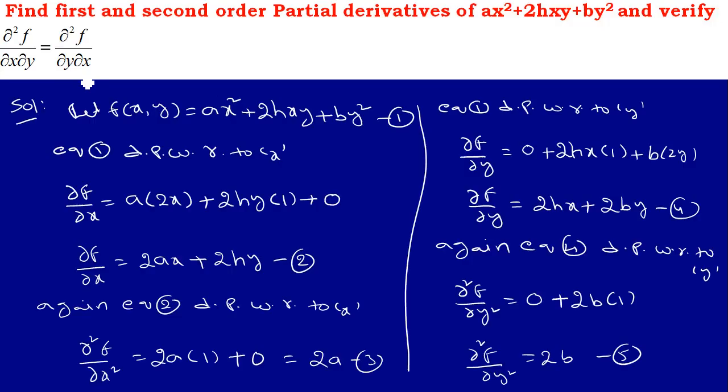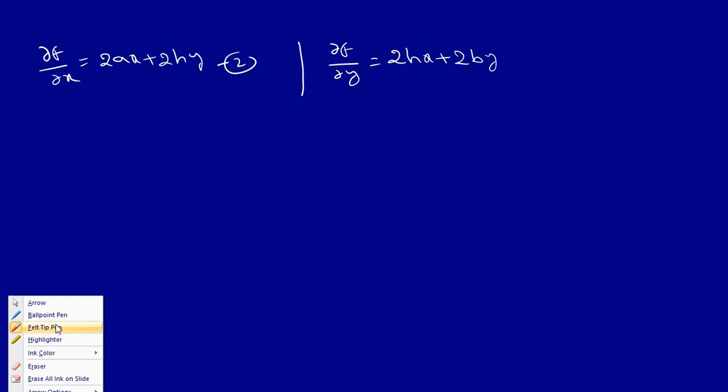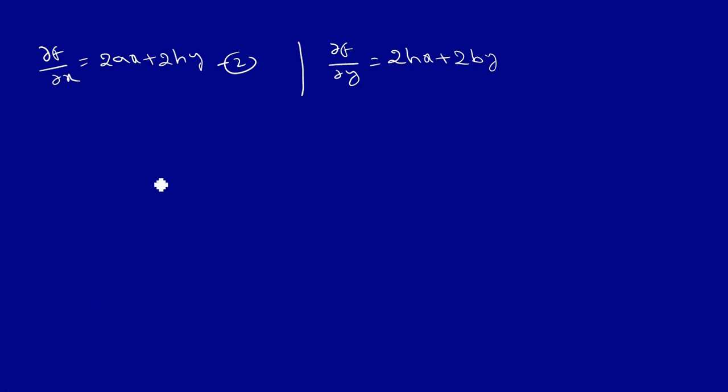What is ∂f/∂x? 2ax plus 2hy. I'm going to draw one line. You know from the previous slide, ∂f/∂x equals 2ax plus 2hy. And ∂f/∂y equals what? 2hx plus 2by.